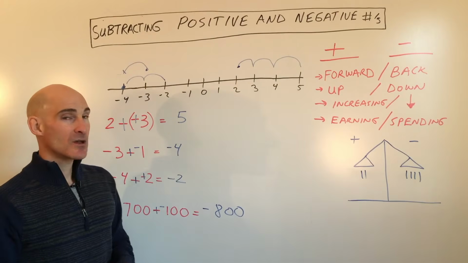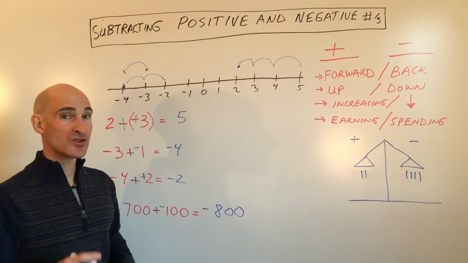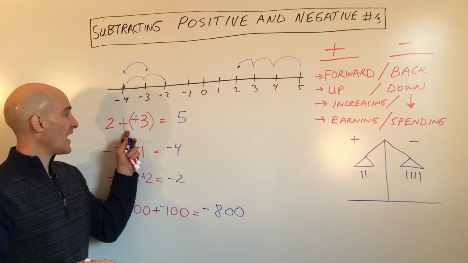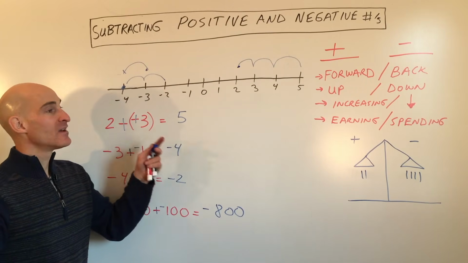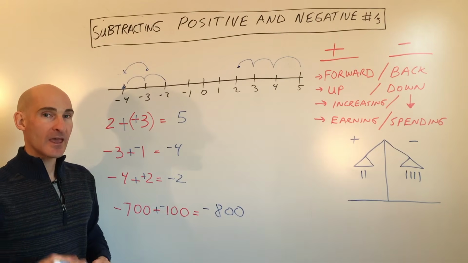So these are just some simple and easy and direct ways to work with positive and negative numbers when you're subtracting. Just think about changing it to adding the opposite, and then you can use that scale analogy that I was showing you, and you'll have it.